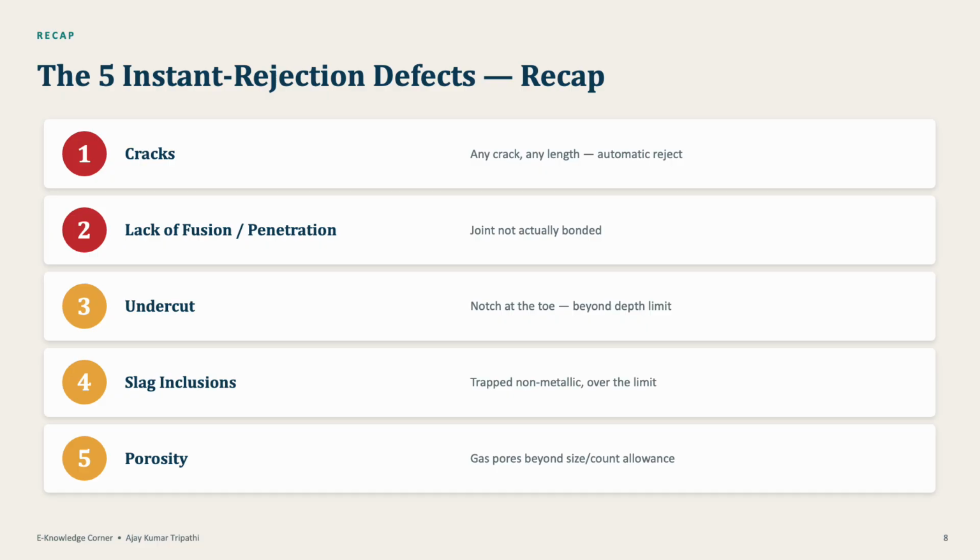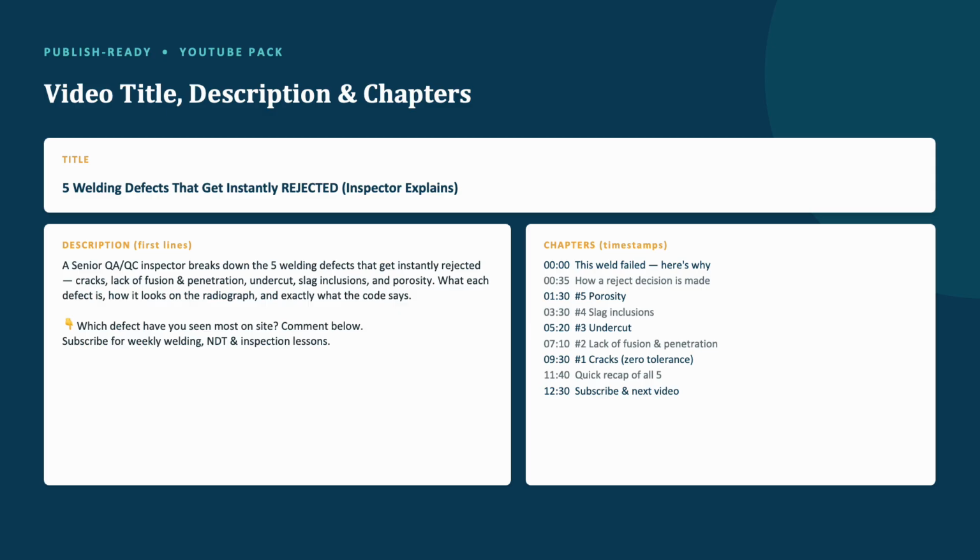Let's lock it in. Number 5, porosity, gas pores beyond the size or count allowance. Number 4, slag inclusion, trapped non-metallic over the limit. Number 3 is undercut, a notch at the toe past the depth limit. Number 2, lack of fusion and penetration, the joint is not actually bonded. And number 1, crack, any length, automatic reject. Master these 5 and you cover the vast majority of the weld rejections you will ever make.